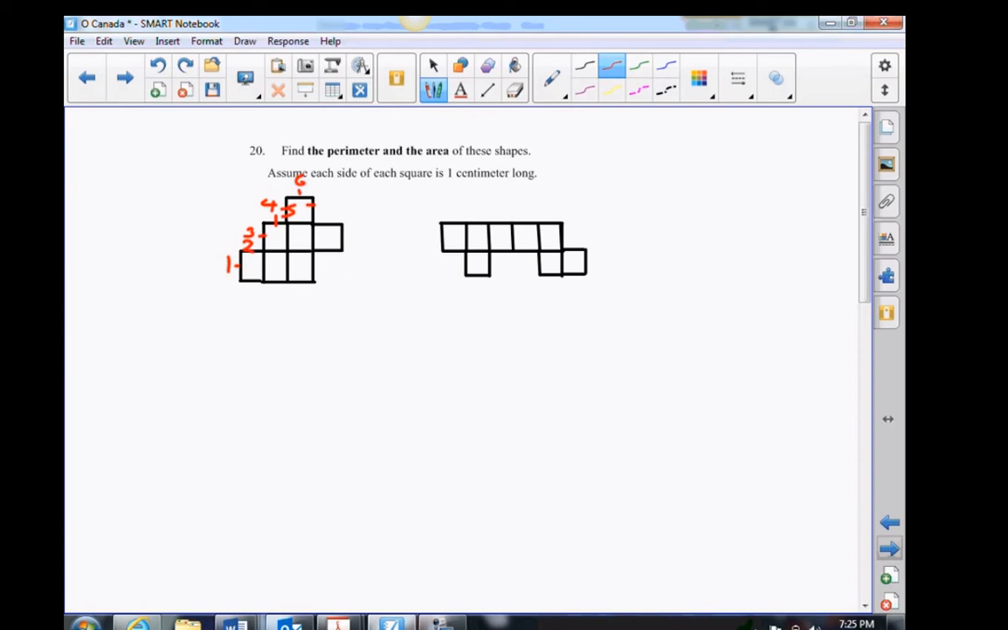I always have students make a mistake on these parts right here where there's 2 right beside each other. 9, 10, 11, 12, 13, and 14. So although this says units, it should say centimeters. It should be 14. Perimeter equals 14 centimeters.